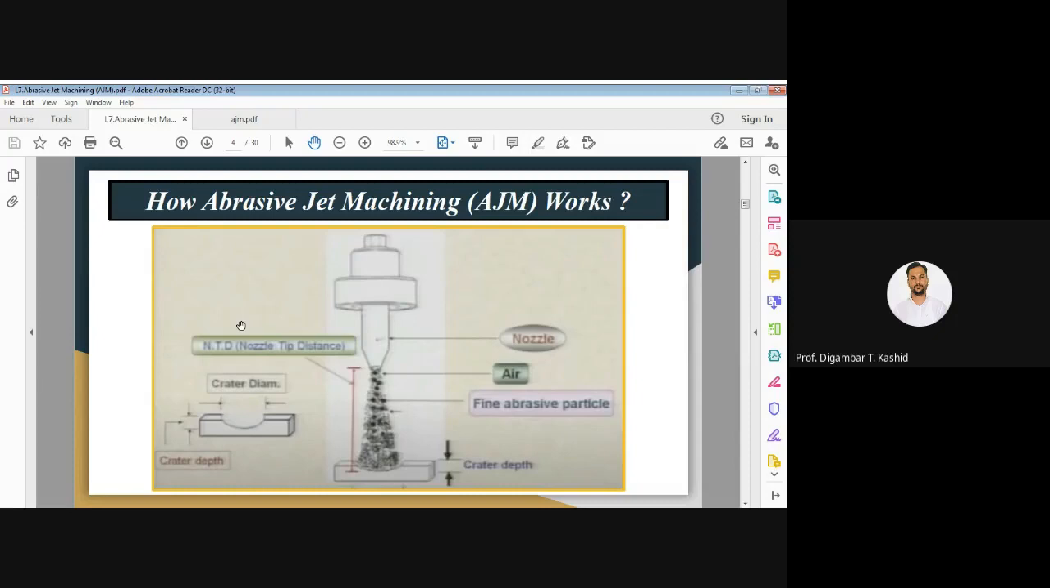Now I will give you 2 minutes. Please draw this diagram. Only 2 minutes I will give. Please draw this diagram.